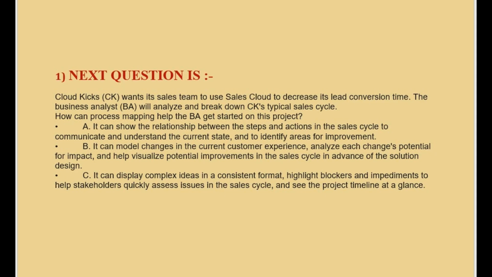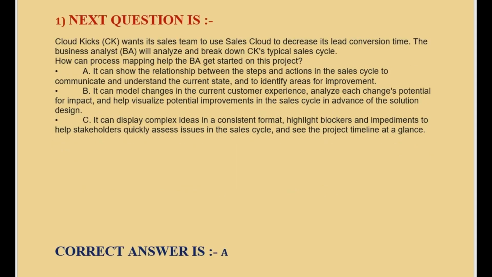Option C, it can display complex ideas in a consistent format, highlight blockers and impediments to help stakeholders quickly assess issues in the sales cycle and see the project timeline at a glance. Correct answer is option A.